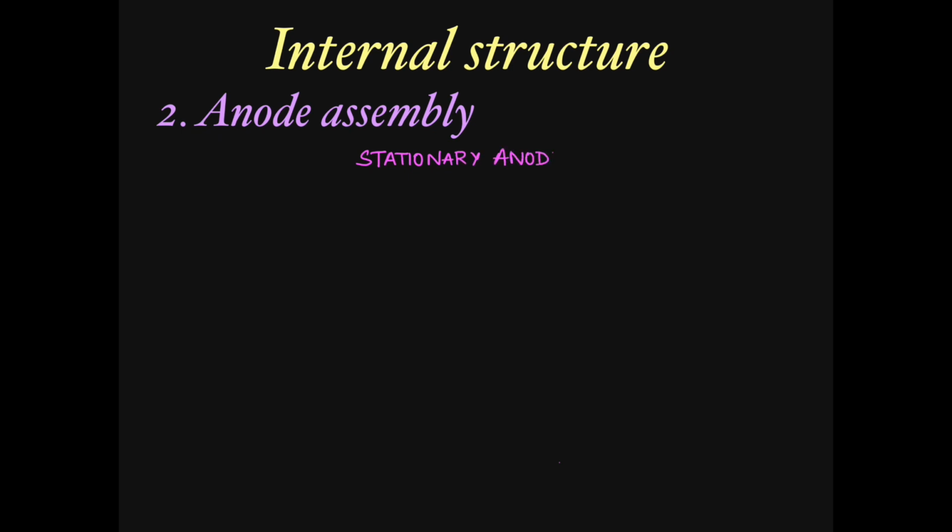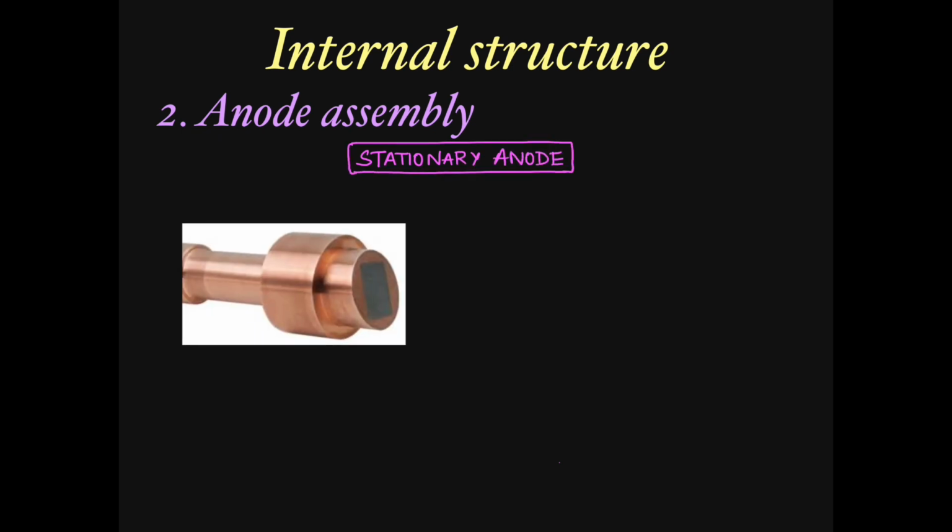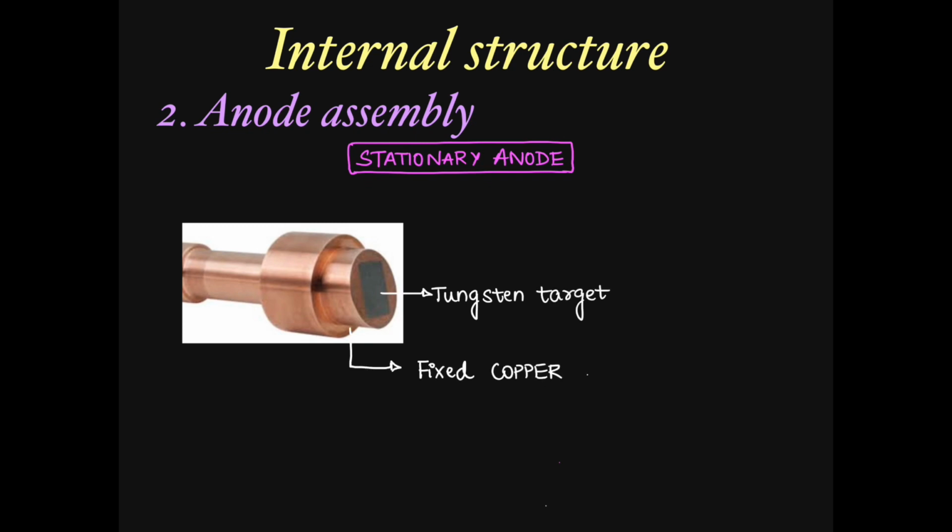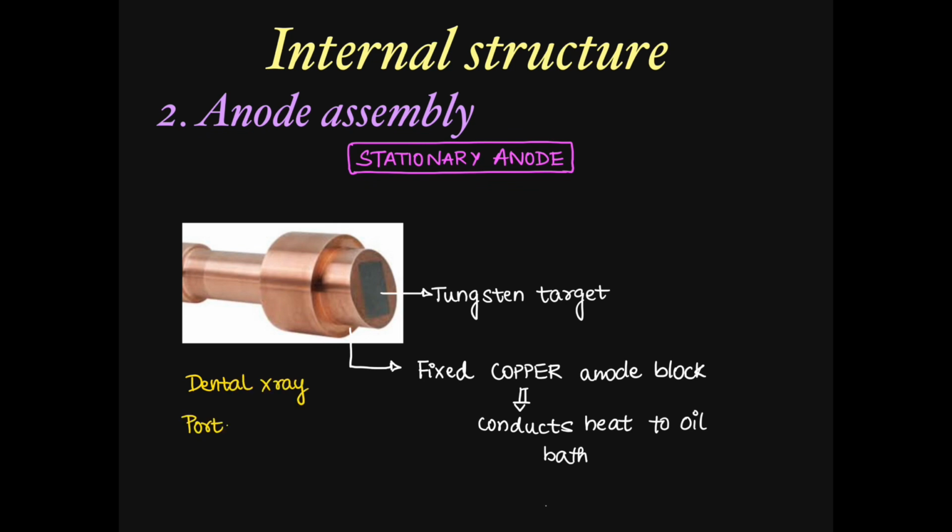Coming to the stationary anode. A stationary anode looks something like this, where a tungsten plate or tungsten target is fixed over a copper anode block. Copper is a good conductor of heat. It dissipates the heat to the oil bath. Nowadays the stationary anode is used in dental X-ray and portable X-rays because a rotating anode is a complicated mechanism to use in such machines.